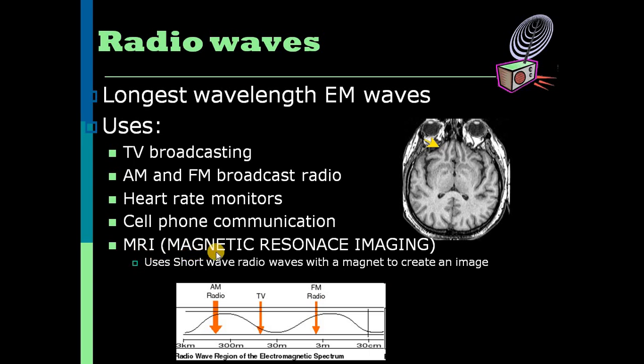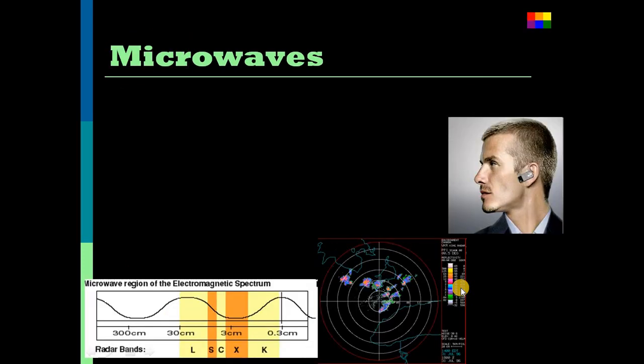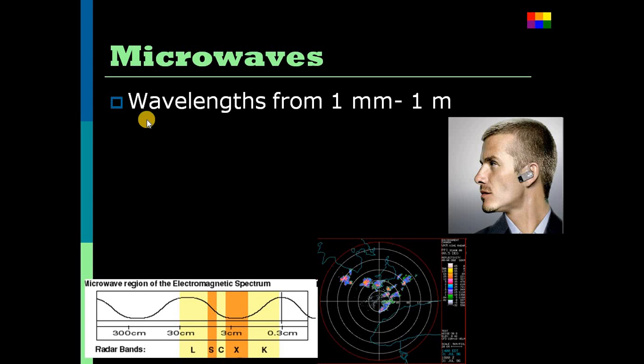They can use in MRI, that is magnetic resonance imaging, which uses short wave radio waves with a magnet to create an image. Now let us focus on the microwaves. The wavelength of microwaves can be from millimeter to meter, that is from 300 centimeter to 0.3 centimeter also. And these are the different bands of the microwaves. They can be called as L band, S band, C band, X and K bands.